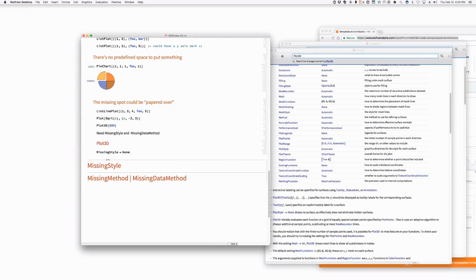Okay. So in the case of ListLinePlot, I think there's a possibility that missing style should be dotted. What do you think?